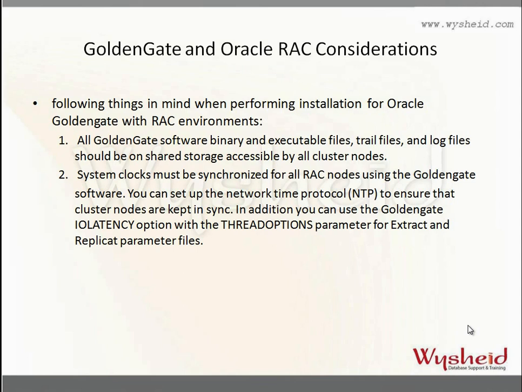And if you are thinking that there is a delay between the two nodes of the cluster, then you can give the IO latency option in the thread options parameter of both the Golden Gate extract and the replicate process.